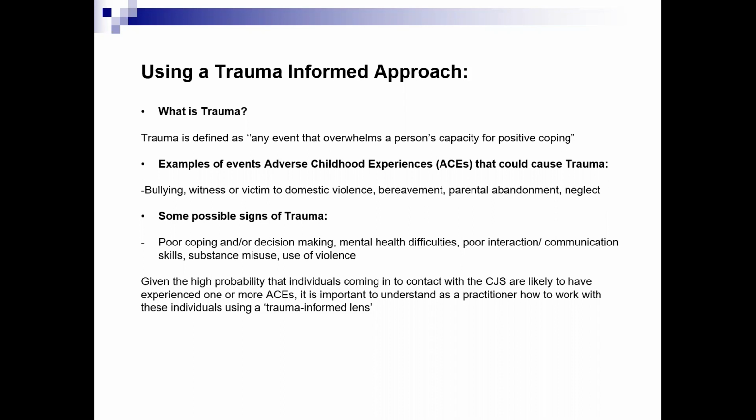Again, the possible signs of trauma are something we often come across: poor coping and or decision making, mental health difficulties, poor interaction or communication skills, substance misuse, use of violence. So this covers a wide range of the individuals we see, even if it's, for example, the poor coping and decision making. So given the high probability that we come into contact with lots of these individuals, it's really important to understand how we work with them in a trauma-informed way.